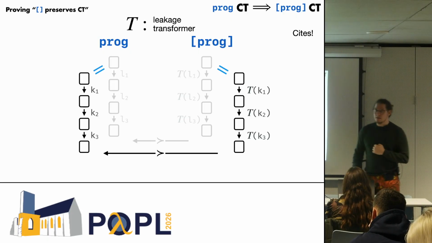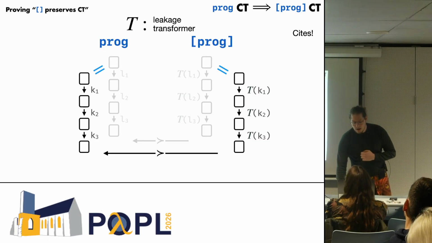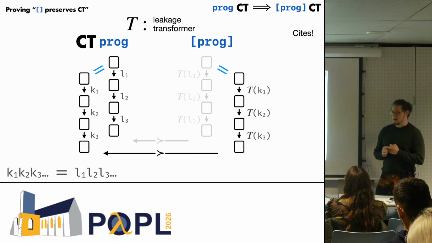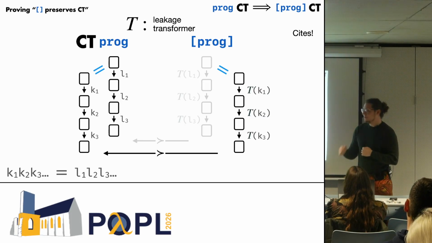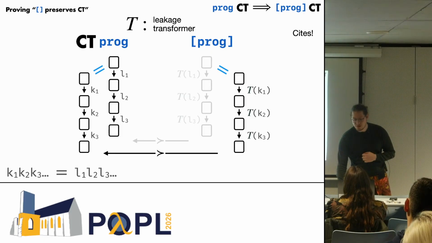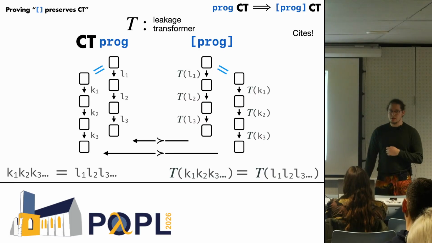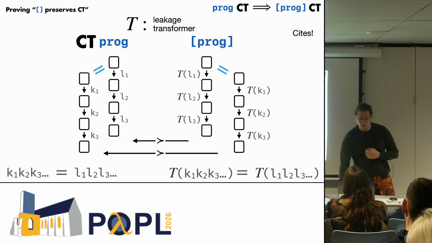The leakages will be mapped by our transformer still. And because our source program is constant time, we have equal leakages along both traces. Now, because t is a transformer function, it will make sure that then also in the target program we will have equal leakages. And that means that the target program is constant time as well. So this is the idea of how one proved preservation.